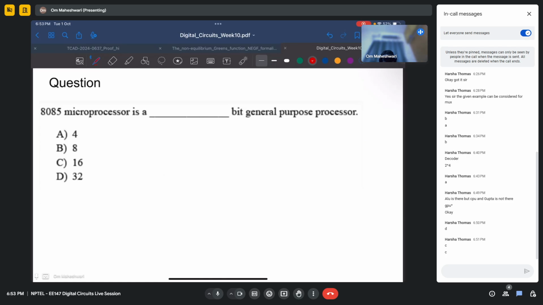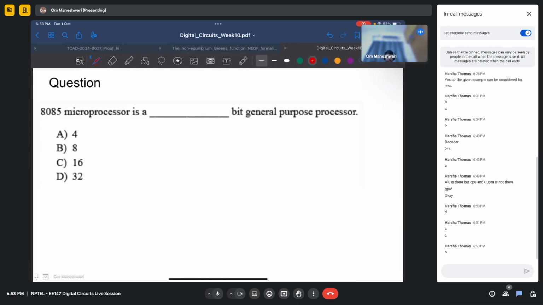The 8085 microprocessor is a dash-bit general purpose processor. All right, 8 bits. This we have discussed. Why is it called an 8-bit processor? Because if you see its registers, all the registers are 8-bit registers. So it can do operations on only 8-bit numbers, right?